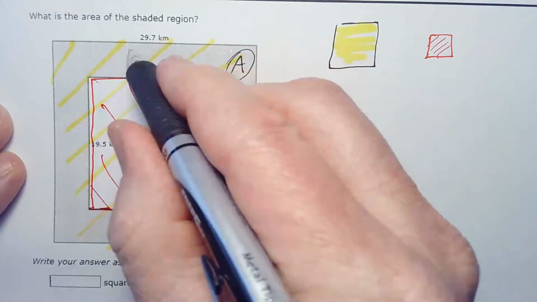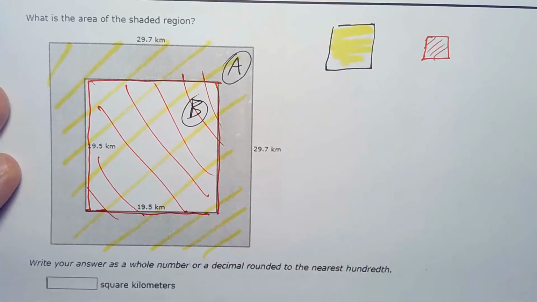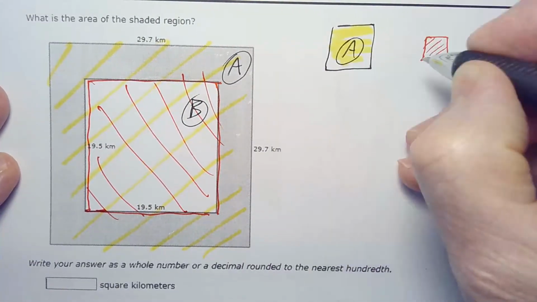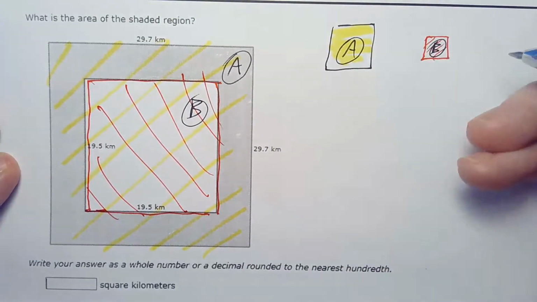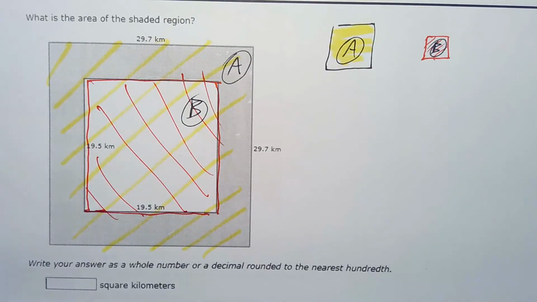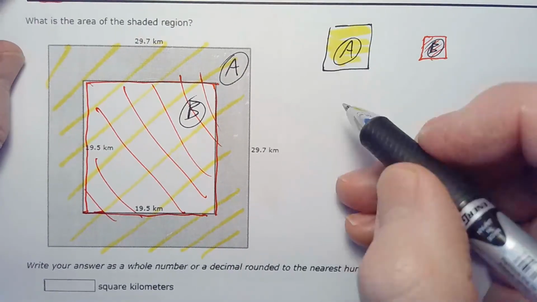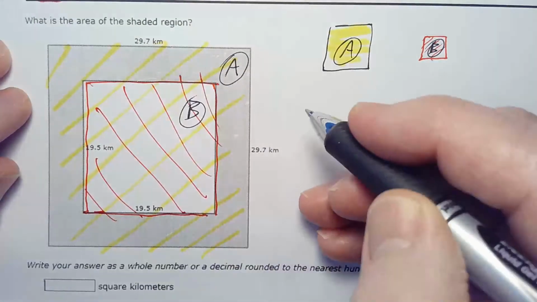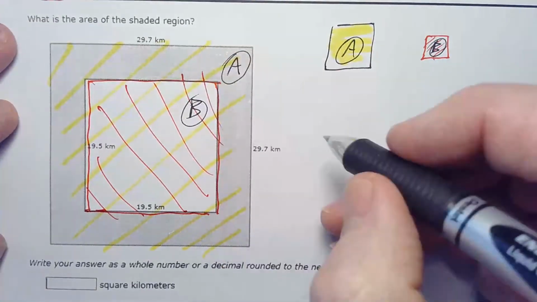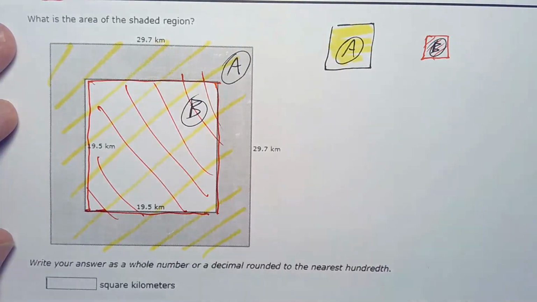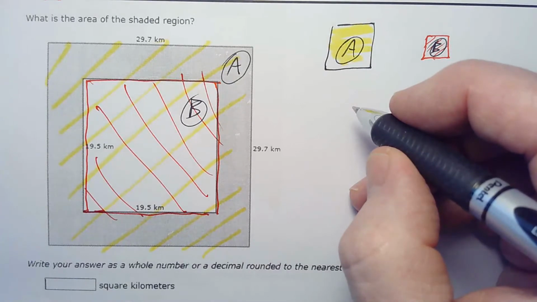Now, again, this A is referring to everything, right? So I'm calling this A, and I'm going to call this part B. Okay. Well, that's just the formula for the area of a square. Now, that's pretty easy, right? It's just side squared. So here, this guy's 29.7 kilometers. Notice they're both kilometers. We'll make sure to bring those units back at the end.